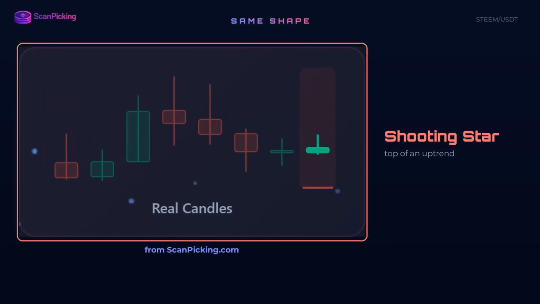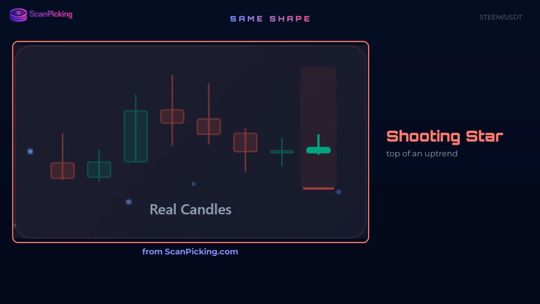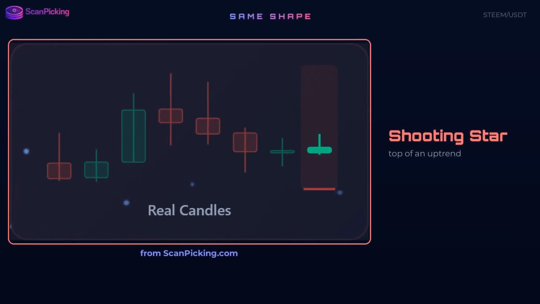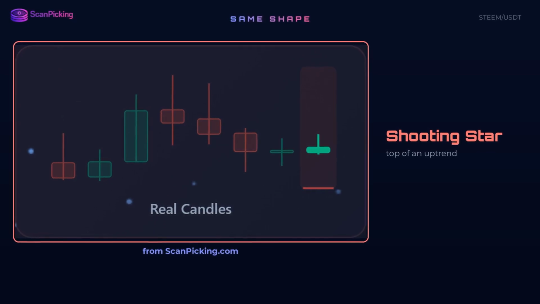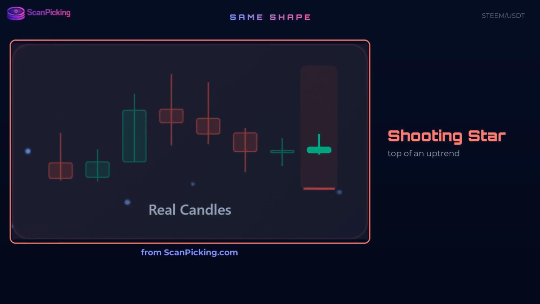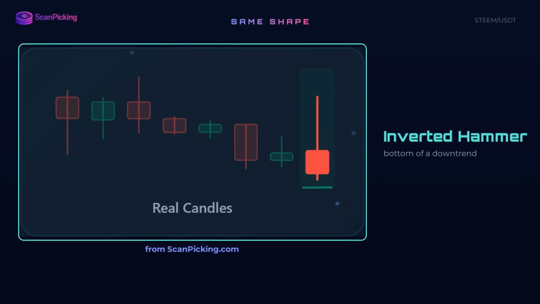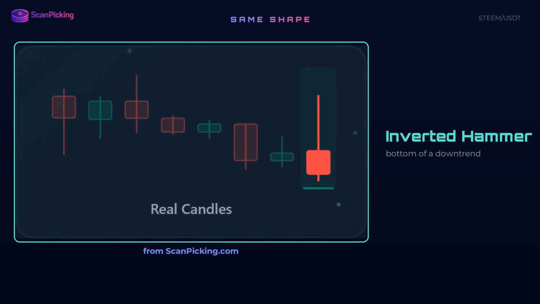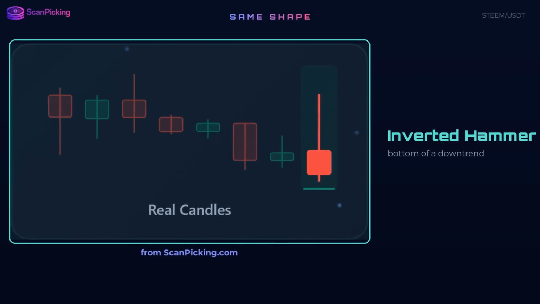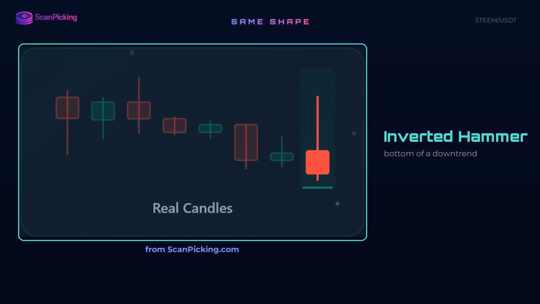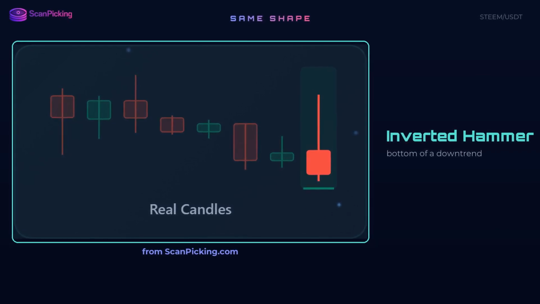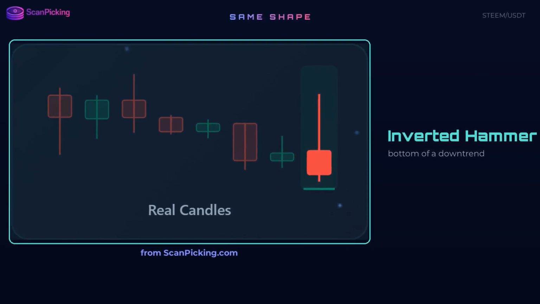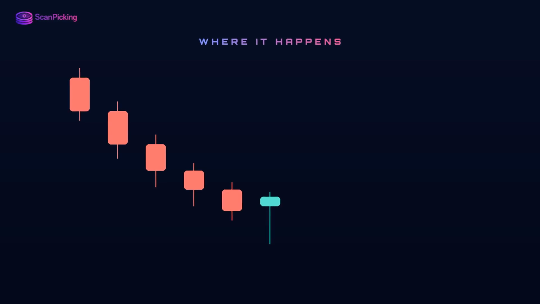Now flip the wick. Small body at the bottom of the range, long upper wick. At the top of an uptrend, it is a shooting star. Buyers pushed higher, sellers took over before the close. At the bottom of a downtrend, the same shape is an inverted hammer, and it reads as bullish. Same rule as before, mirrored. The wick says a level was refused, the trend says which side got hurt. So the shape gives the candidate, and the trend gives the direction.